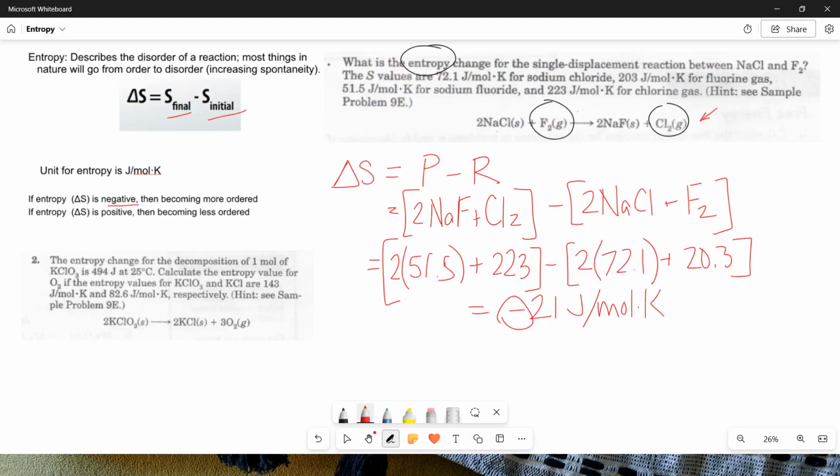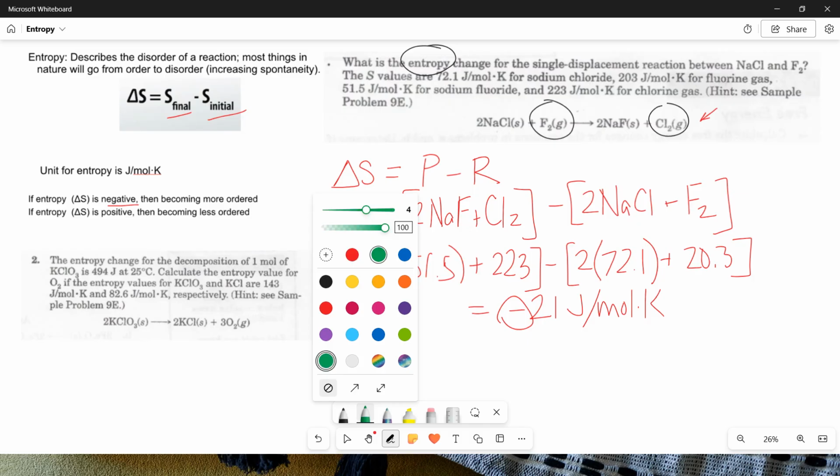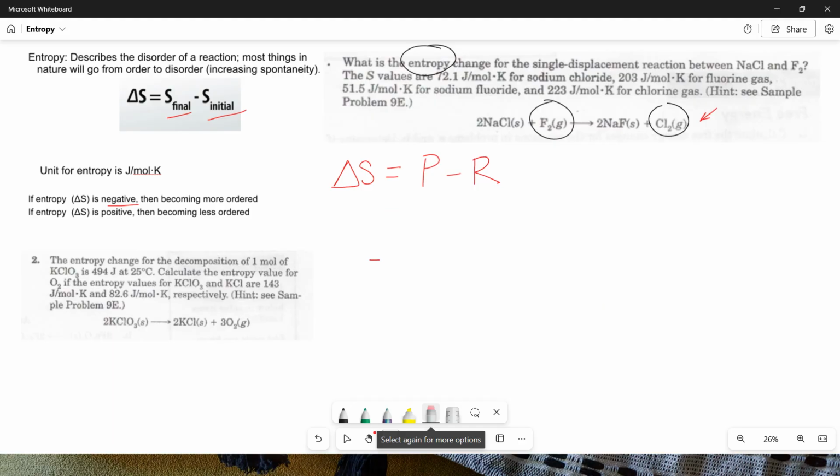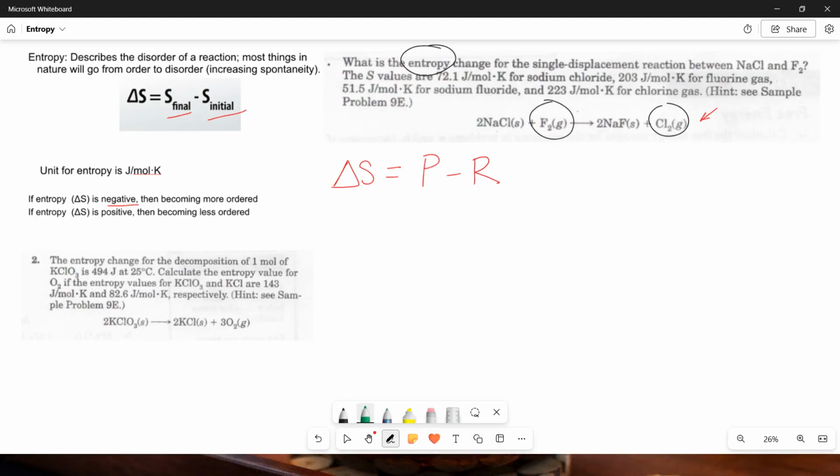Okay, so let's look at the second problem that we have to solve here. And I am going to erase our first problem just so that I have a little more room. Okay. So in the second problem, it says the entropy change for the decomposition of 1 mole of potassium perchlorate is 494. Calculate the entropy value of oxygen. So we're solving for something inside the equation. And so they gave us the overall, and then they gave us the specifics here. So let's look here.